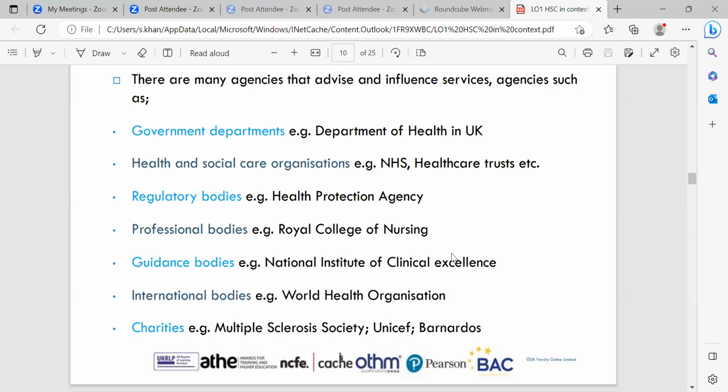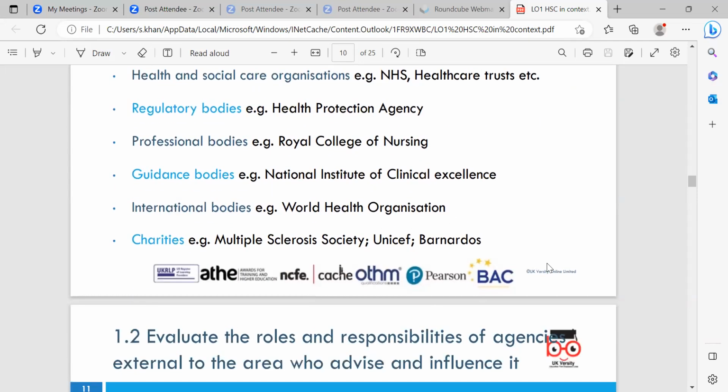Regulatory bodies such as health protection agencies, and then professional bodies such as the Royal College of Nursing, guidance bodies, for example, National Institute of Clinical Excellence, and then the international bodies, for example, the World Health Organization, and charities, for example, Multiple Sclerosis Society, UNICEF, or Barnardo's.